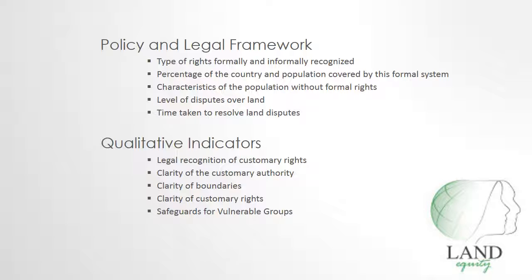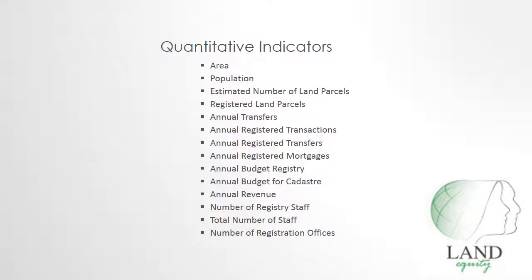And that kind of sets up the stage to analyze some of the other indicators, the qualitative indicators and quantitative, whereas qualitative would look at the legal recognition of customary rights, the clarity of the boundaries, clarity of customary rights, and safeguards for vulnerable groups. Some of the quantitative indicators are just statistics that you can pull from census information or other GIS sources, area and population.